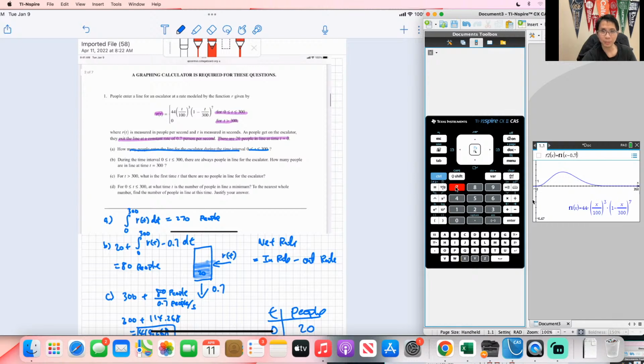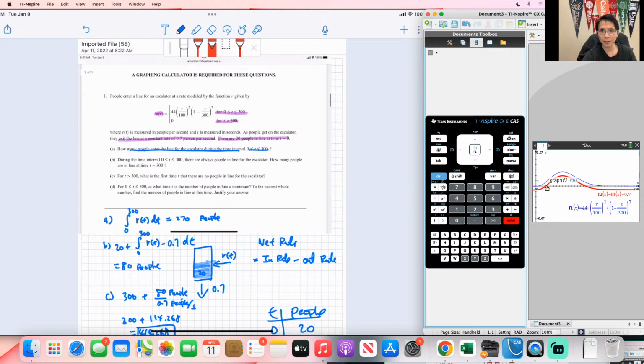Why minus 0.7? Because that means I'm gonna graph the in minus out. I'm not taking the derivative, I'm taking the in minus out. I'm gonna get those two coordinates here, the two x-intercepts. This is when the derivative equals 0, which is when the rate equals 0. Not only that, it's the net rate equal to 0.